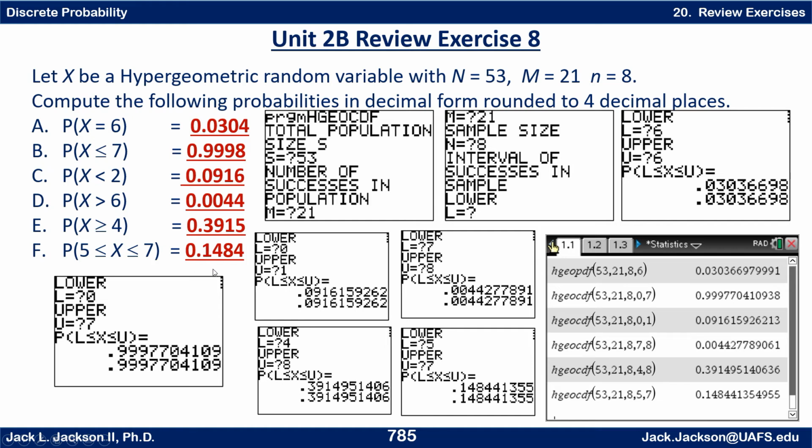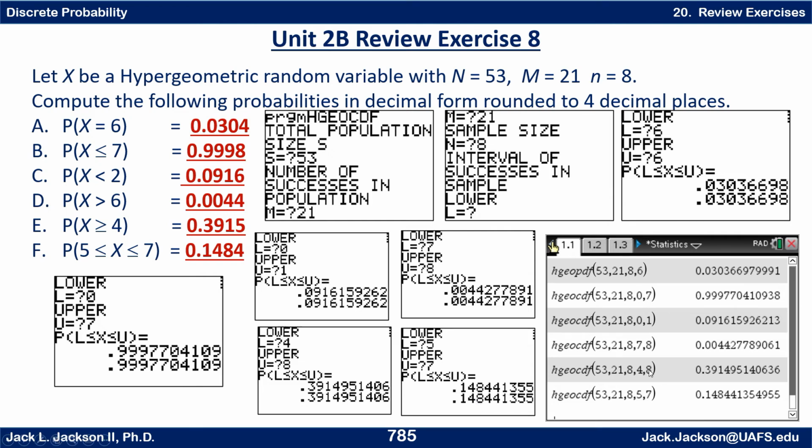Greater than or equal to 4 starts at 4 and goes all the way up to the sample size of 8. Can't get more than 8 successes. From 4 to 8, 0.3915. And this one, of course, just from 5 to 7, 0.1484.